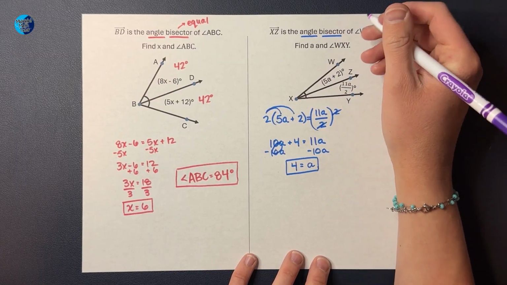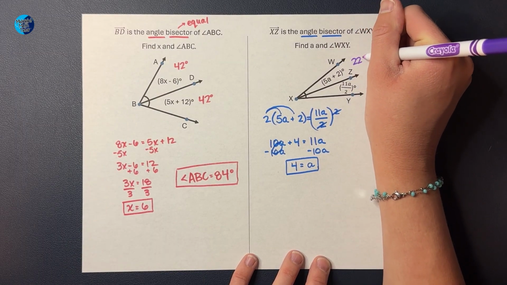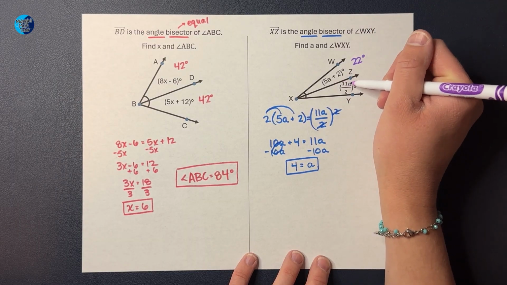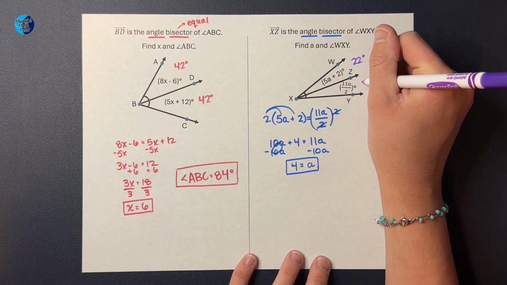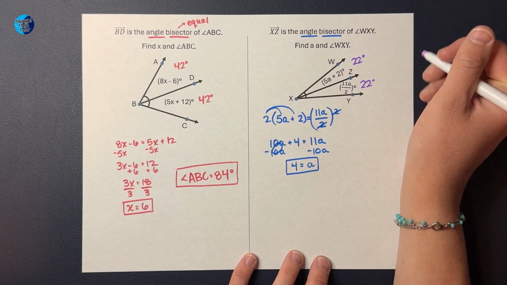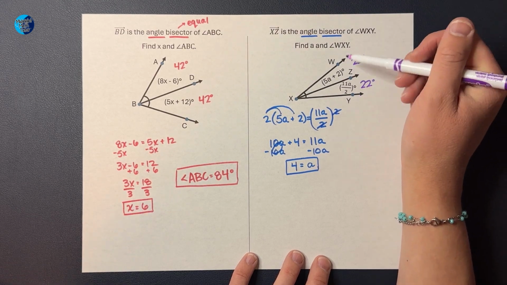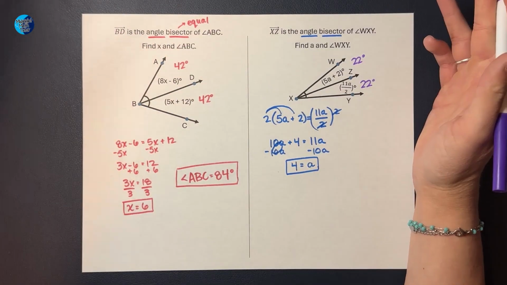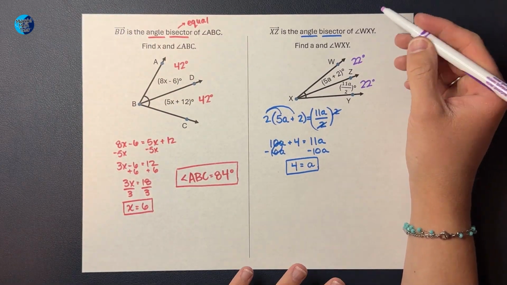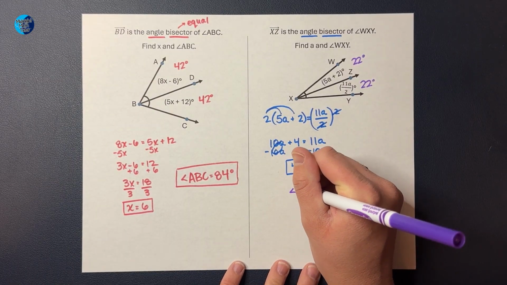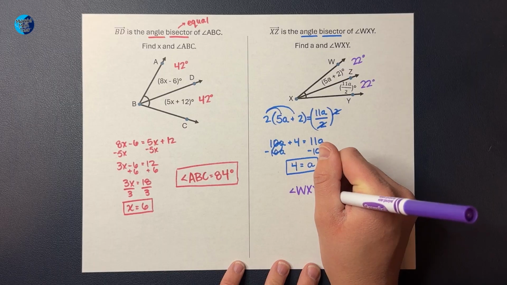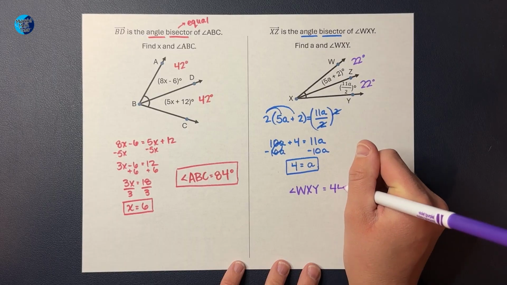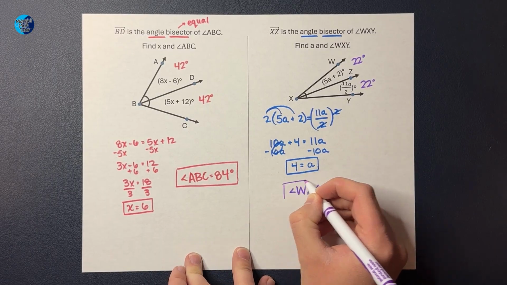5 times 4 is 20, plus 2 is 22, which means this one should also be 22, but let's double check. 4 times 11 gives me 44, divided by 2 is 22. Yay! This is a great way to check yourself. If you plug back in and you get 2 different numbers, well, then go back and check. You must have done something wrong somewhere. All right, so then the measure of angle WXY is both of these together. So 22 plus 22 is 44 degrees.